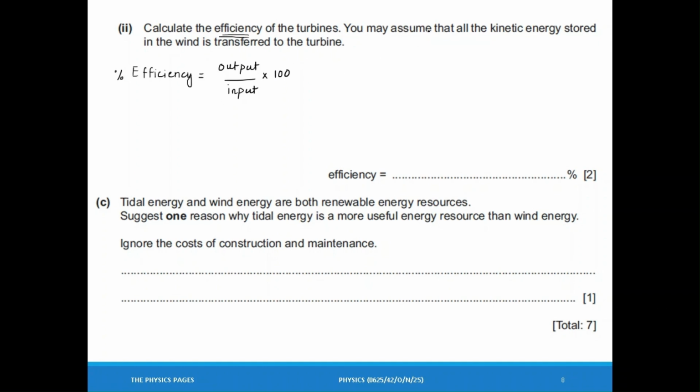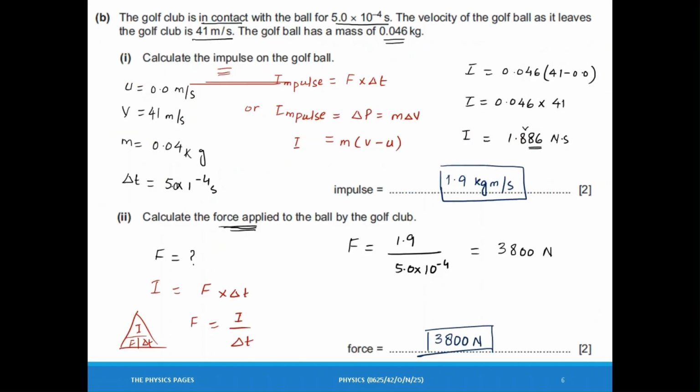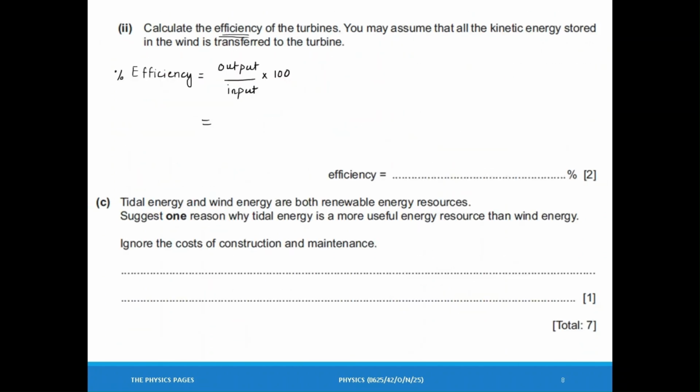You may assume that all the kinetic energy stored in the wind is transferred to the turbine. So the energy stored in the wind is transferred to the turbine, as it was clear here in the question that useful output in 1 second is 6000 joule. Here I would like to mention output is your power, and power is always energy over time. So input energy and output energy. So I can use output energy over time, as time is 1 second.